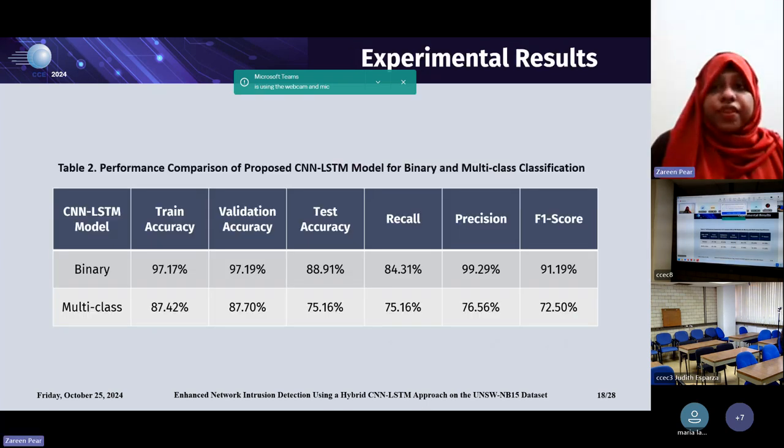This is the experimental result, or the findings of this study. We have attained almost 97.19% accuracy in binary classification for validation accuracy, and for test accuracy we have attained 88.91%. And for multi-class classification, we have attained 87.70% validation accuracy, which was on validation data. And for test accuracy, we have attained 75.16%. Also, the precision, F1 score, and recall are mentioned here.